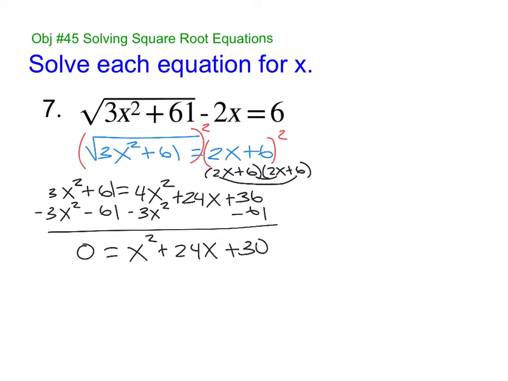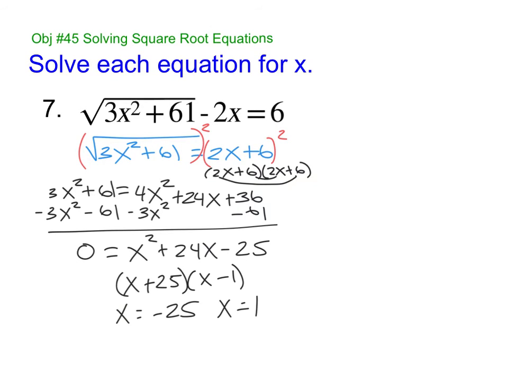You know, the number of times I make a silly mistake. That's minus 25. All right. At least I found my mistake. Okay, so that's factorable. X plus 25, x minus 1. So we got x equals negative 25, x equals positive 1. See what happens here? Negative 25.